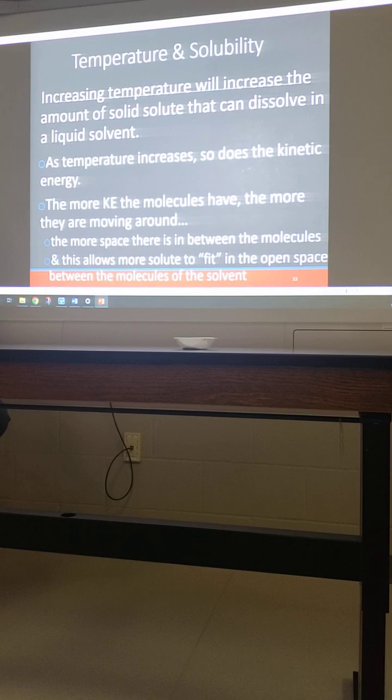When molecules are really tightly packed, that is a very low temperature usually. And so if things are tightly packed, you can't fit that solute in there. Like there's no room for it to fit.